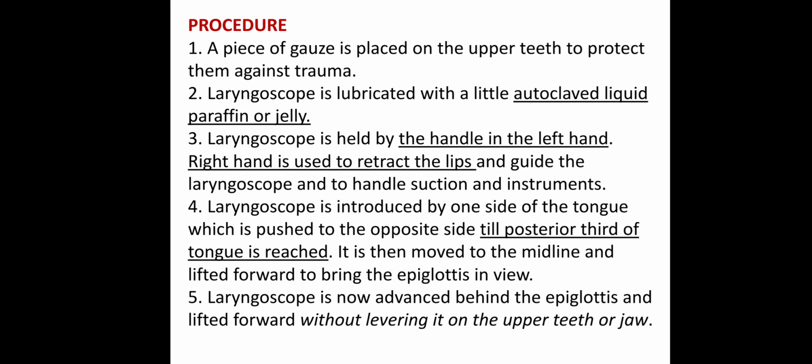The laryngoscope is introduced by one side of the tongue, which is pushed to the opposite side till the posterior third of the tongue is reached. It is then moved to the midline and lifted forward to bring the epiglottis into view. The laryngoscope is now advanced behind the epiglottis and a little forward, without levering it on the upper teeth or jaw.